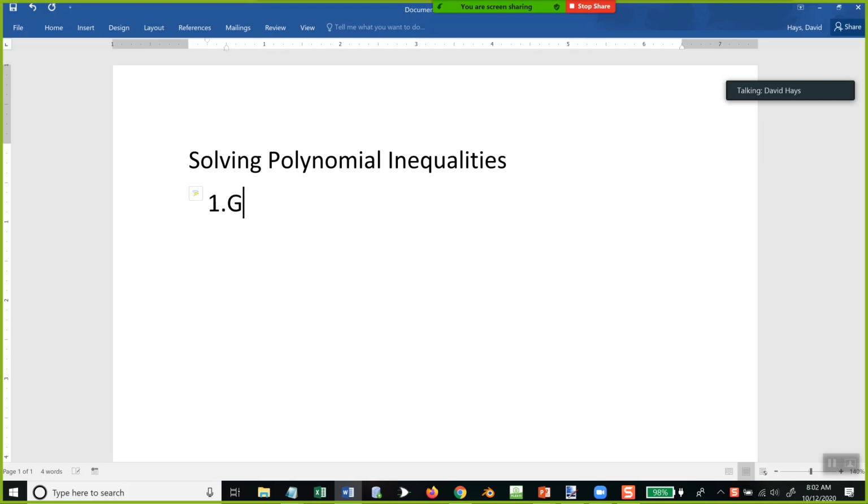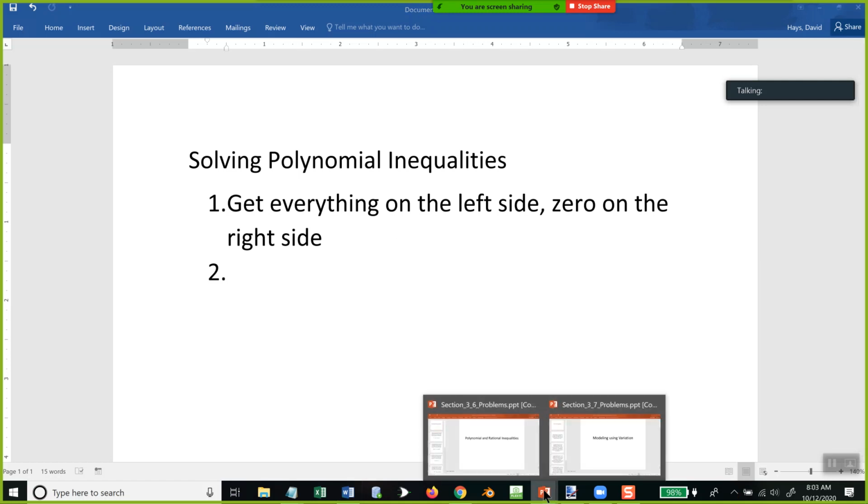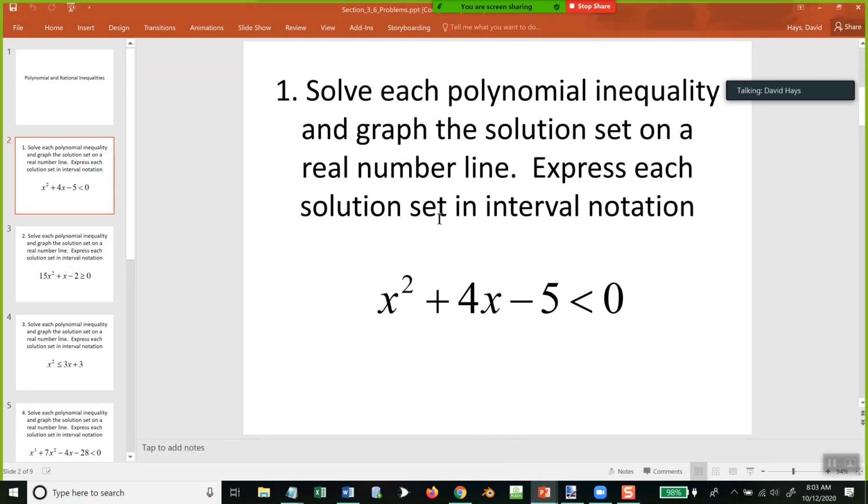First step is to get everything on the left side, 0 on the right side. Problems will look like this. You'll have a polynomial, and your goal is to get everything on the left side, 0 on the right side. And a lot of the problems are already in that form.